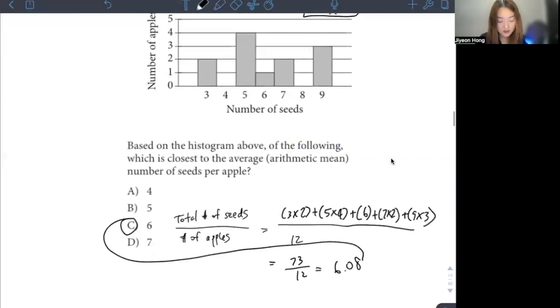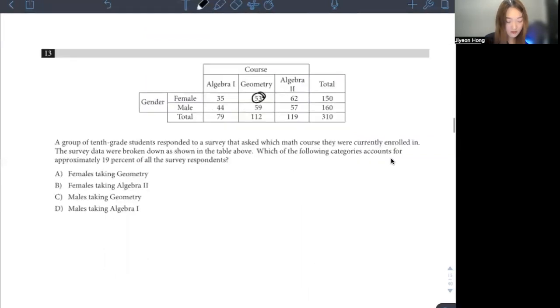All right, moving on to number 13. A group of 10th grade students responded to a survey. Which of the following categories accounts for approximately 19% of all the survey respondents? Immediately I recognize I just have to go through A, B, C, D and figure out which is closest to 19%. In this case, we have females taking geometry.